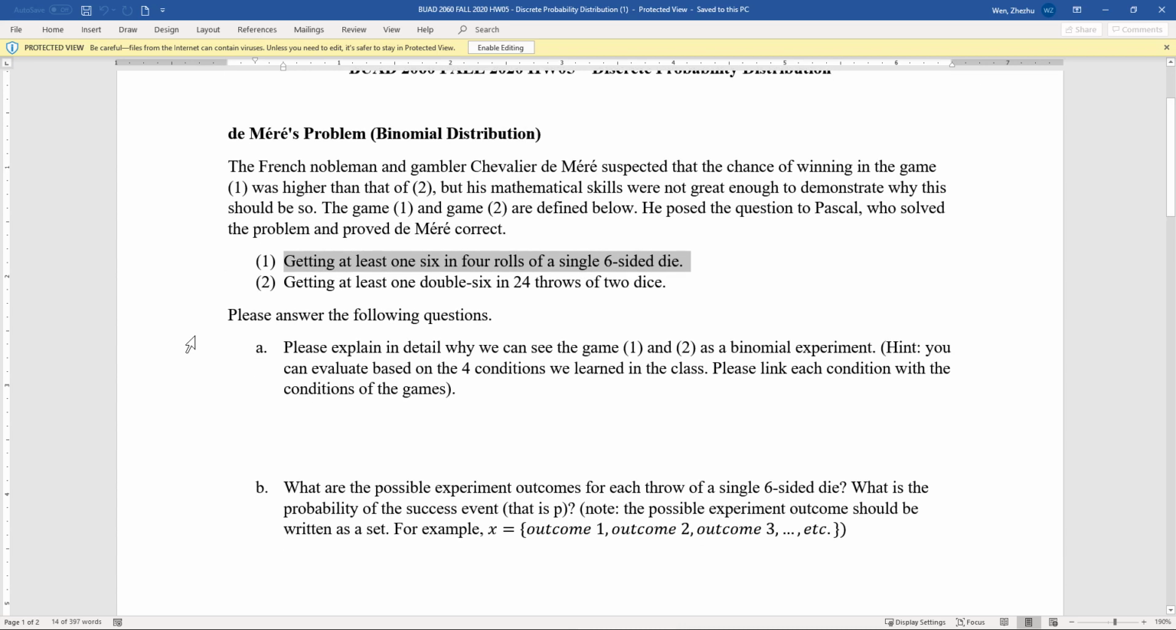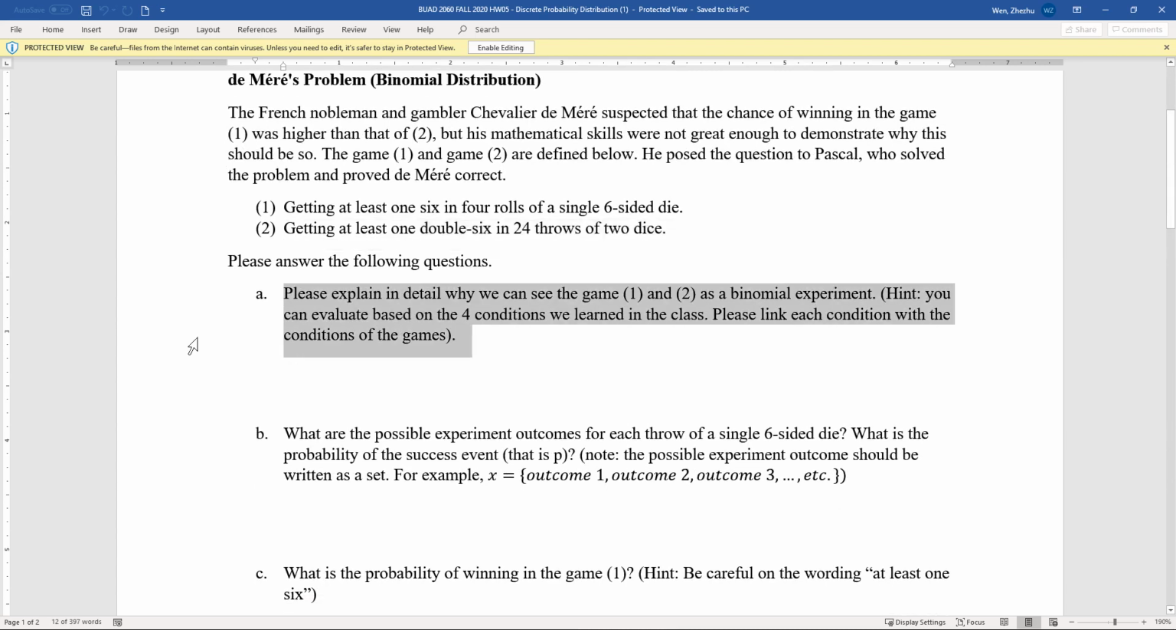Okay, so my requirement for this assignment is to calculate the probability of winning for each game, which sounds very intimidating, but it is not difficult at all if you examine it using the framework of the binomial probability distribution. The first question asks, please explain in detail why we can see game 1 and game 2 as a binomial experiment. This requires you to understand the concept, the definition, and the requirements of the binomial experiment. If you forgot them, please go back to the slides. I think that is listed on the first page of the binomial experiment section.